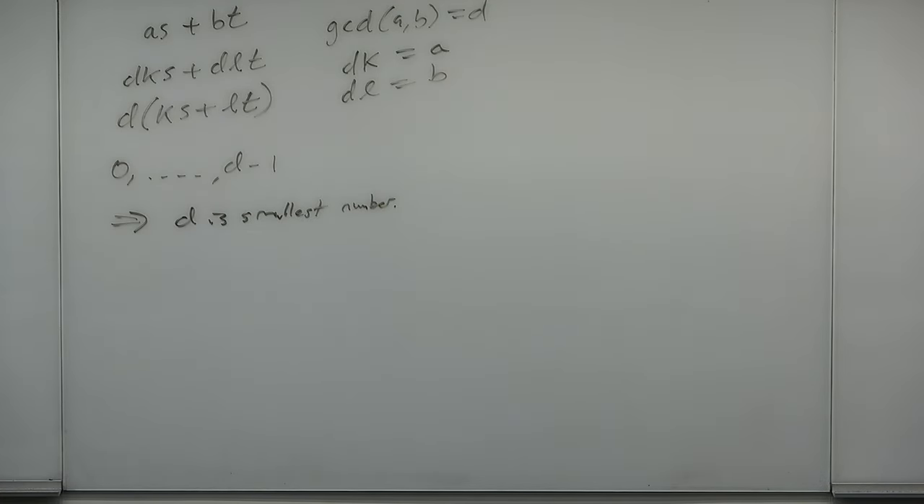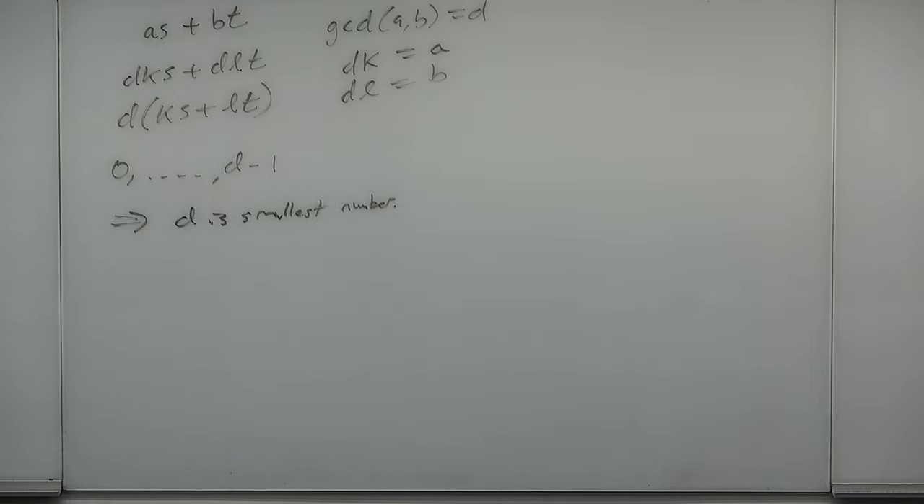That's a positive linear combination. You can have, of course, many interesting negative linear combinations. You can have, of course, a linear combination of 0 by just setting S and T to 0. But if you have a number that's positive, the least of such numbers must, of course, be the GCD. Right? Questions on that?